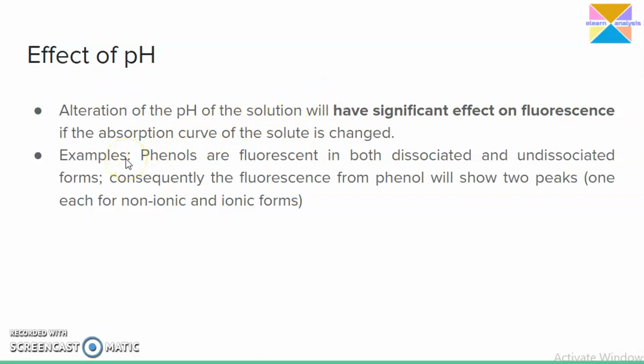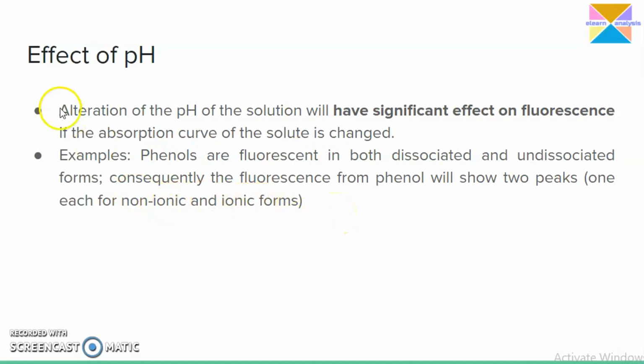An example I have taken here is phenol, which is fluorescent in both dissociated and undissociated forms. Consequently, the fluorescence from phenol will show two different peaks because of the dissociated and the undissociated forms, or the ionic and the non-ionic forms. And that's the reason that if you alter the pH of phenols, we tend to see two different peaks, by virtue of the non-ionic and ionic forms.